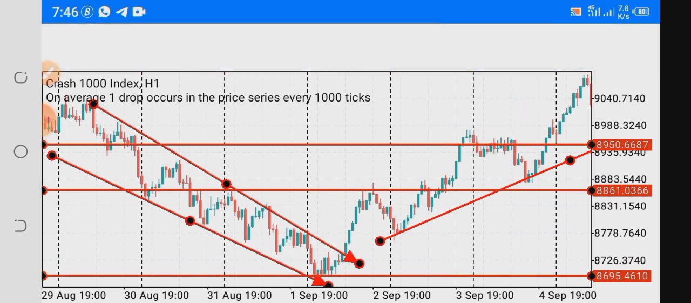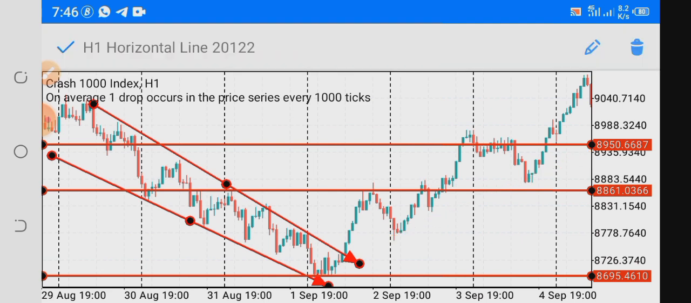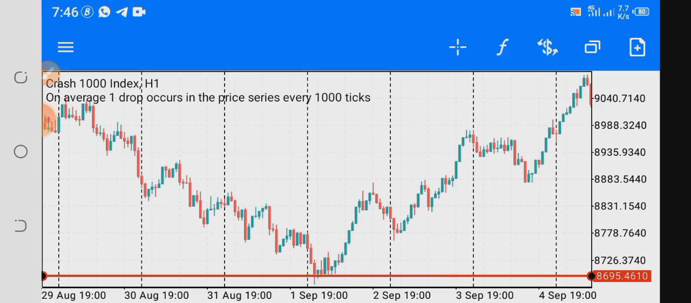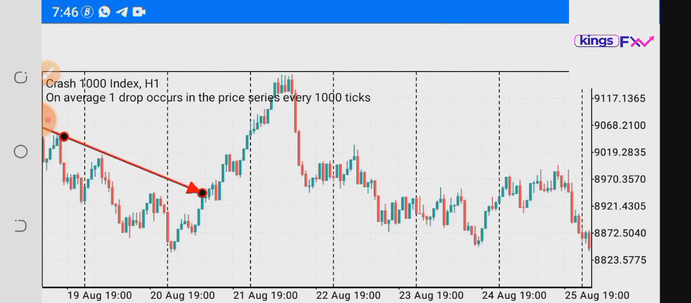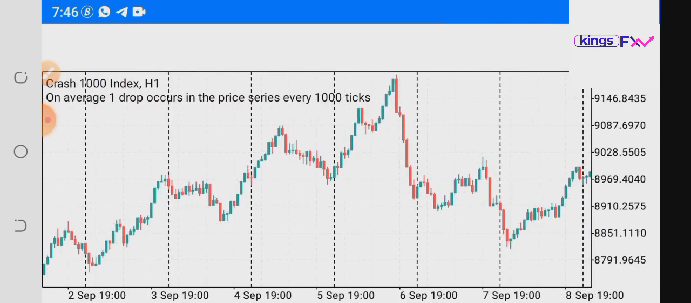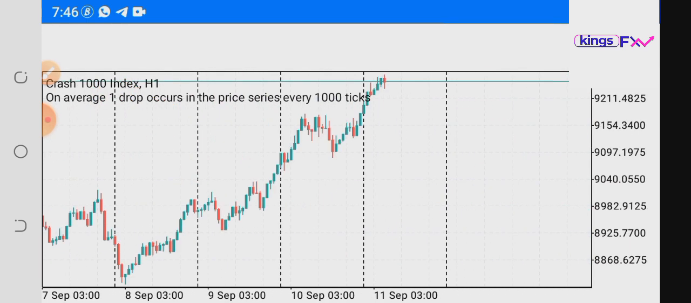Before then, let me just put away these things. I've traded them already, but I'm going to be showing you how to draw them, what they mean, and how to trade them. Okay, so now, this is Crash 1000, right? 1 minute, 1 hour time frame.